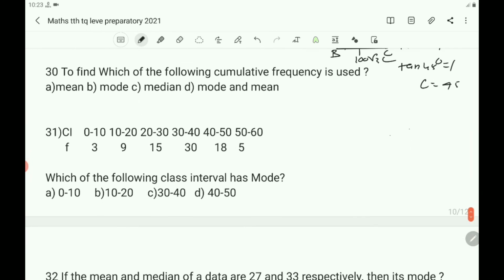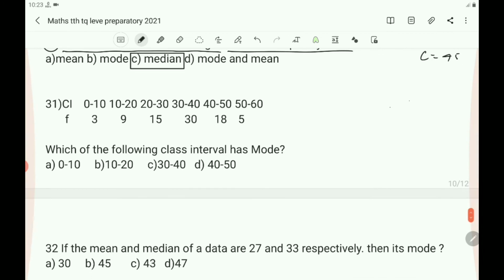Next, you take question number 30. Which of the following cumulative frequencies is used to find the median? You know that cumulative frequency is used to find the median. So what is the answer here? Option C is the answer. Cumulative frequency is used to find the median.